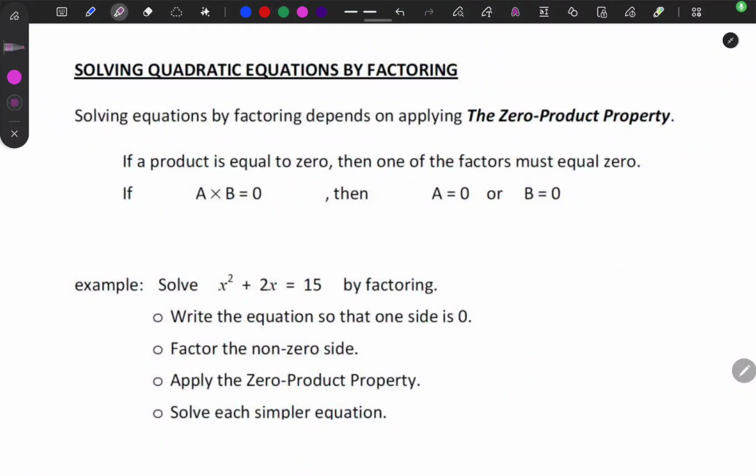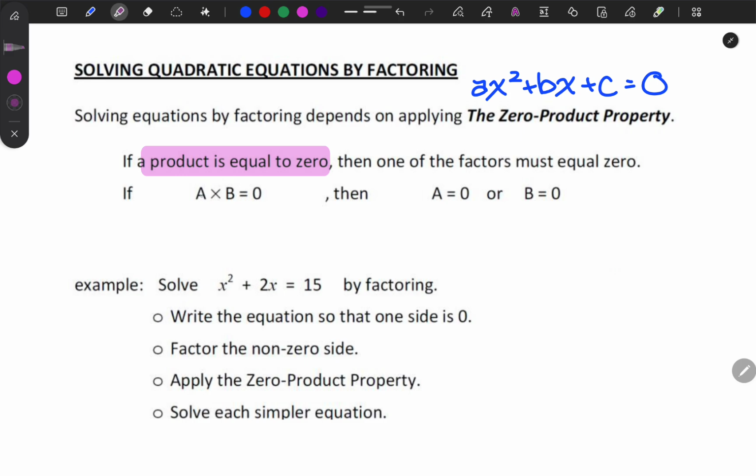Our first method for solving a quadratic equation algebraically is solving by factoring. Solving by factoring requires setting up your quadratic in the form ax squared plus bx plus c equals 0 first, and then rewriting it in a factored form. The idea is once you have it in a factored form and it's equal to 0, you know that when the product is equal to 0, one of the factors must also be 0.